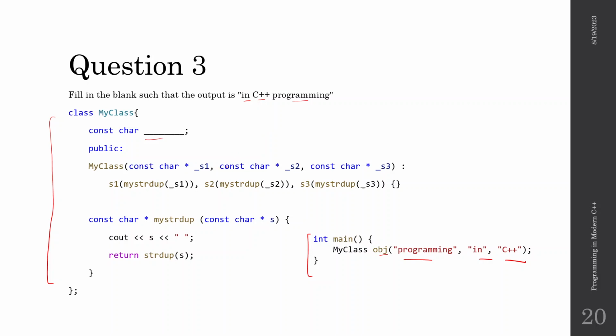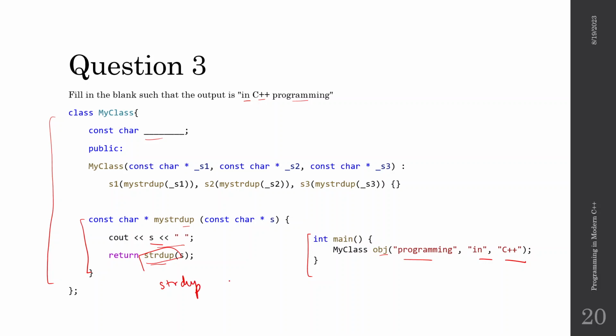Now let us investigate the other functions here. We have a function called mystr dup, mystr duplicate basically. It accepts one string and prints the string, and then it calls the str duplicate function of C. What this str duplicate function does is copy the string. This is a standard function.